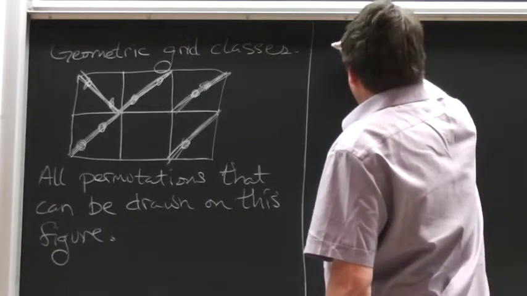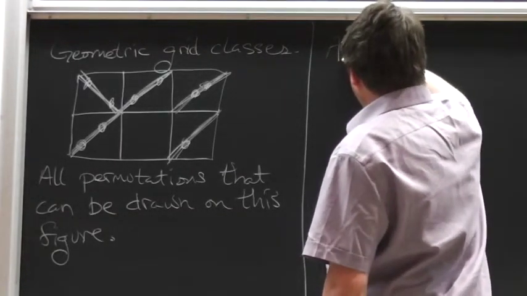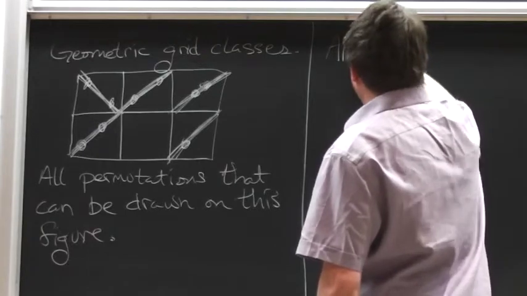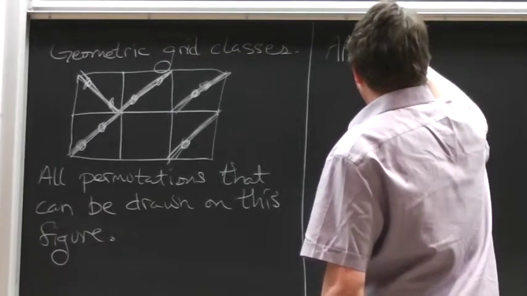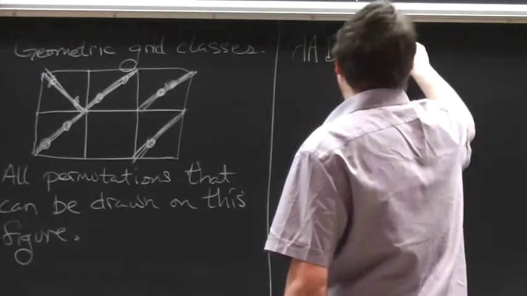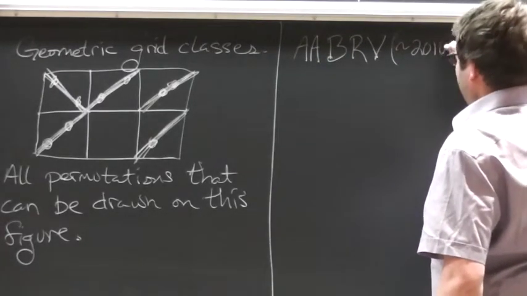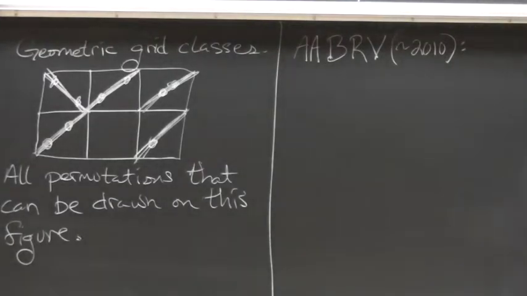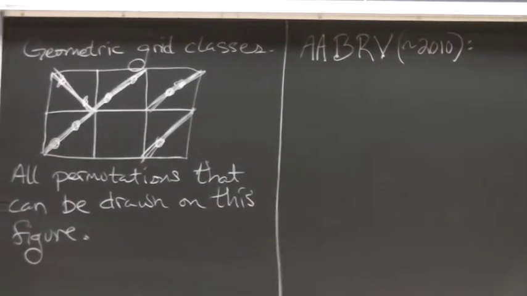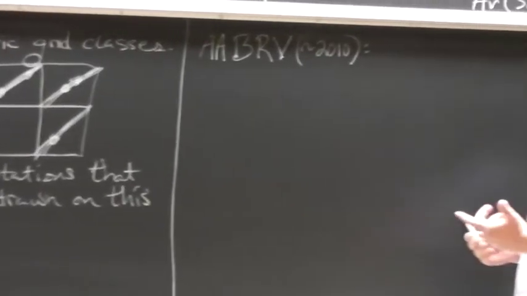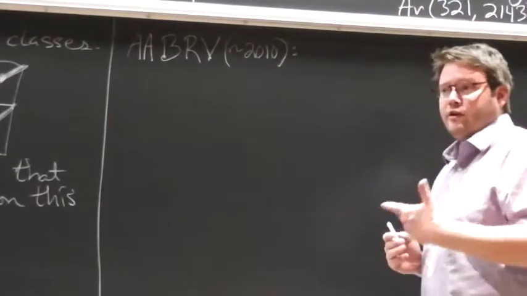When we started investigating these a few years ago, this was Michael Albert, Mike Atkinson, Mathilde Bouvet, Nick Ruskuc, and myself, around 2010. If you take one of these geometric grid classes, so you can take any matrix you want and add these diagonal lines, you get a rational generating function and you have a finite basis.